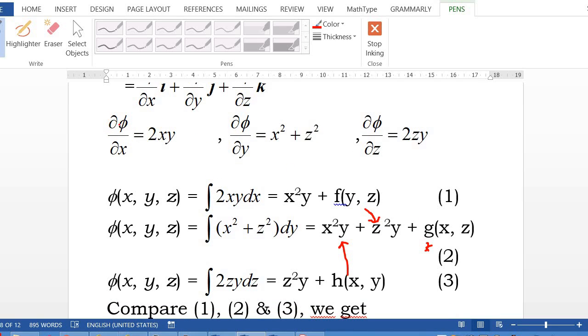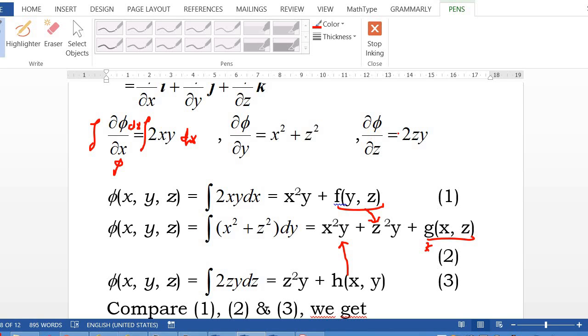So to get phi, from del phi del x, you integrate with respect to x, because if you integrate here, on the left hand side you get phi. Where y and z are constant, that's why the constant here is a function of y and z. So integrating 2xy with respect to x, you have x squared y plus a function of y and z. Phi of x, y, z can also be obtained from del phi del y, integrating with respect to y. So integrate x squared plus z squared dy, where x and z are constant. That's why you have x squared y plus z squared y, and the constant g is a function of x and z.